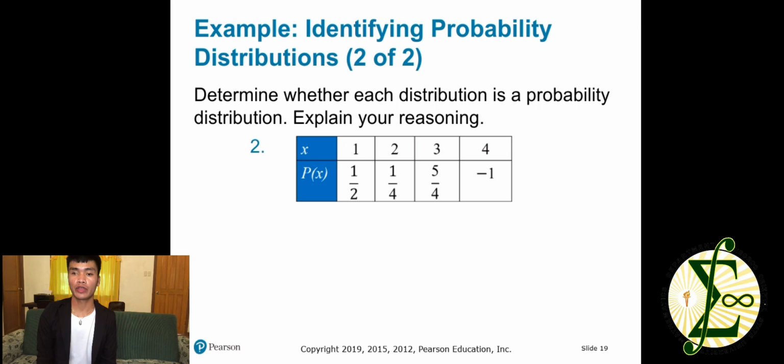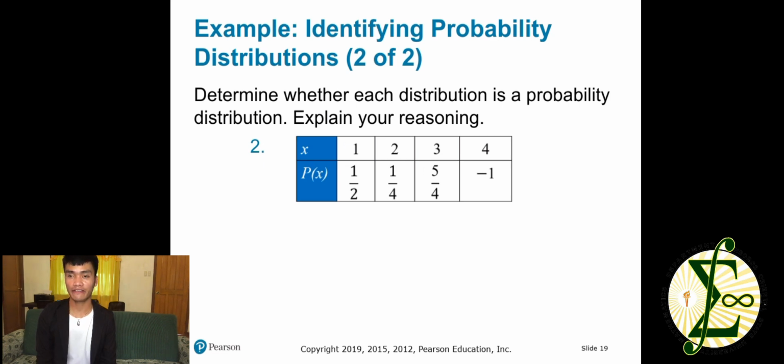Example 2. The random variable x is 1, 2, 3, 4. Probability of 1 is 1/2. Probability of 2 is 1/4. Probability of 3 is 5/4. And probability of 4 is -1.